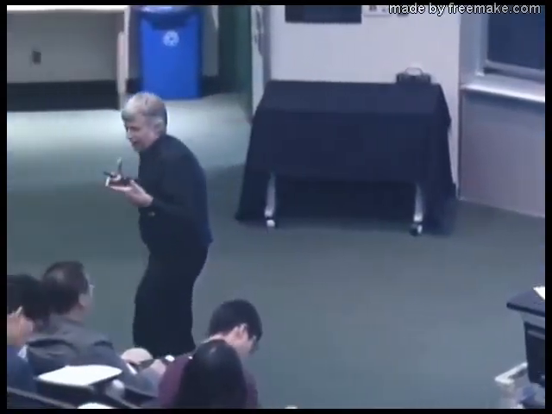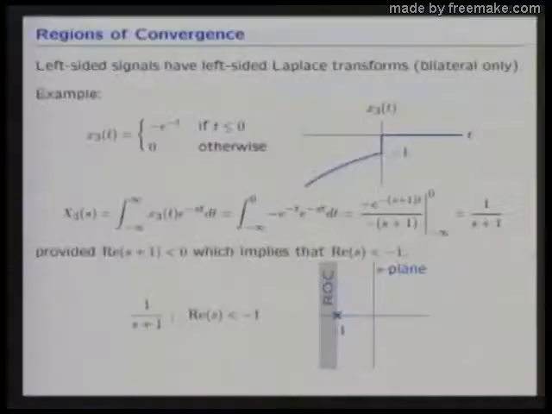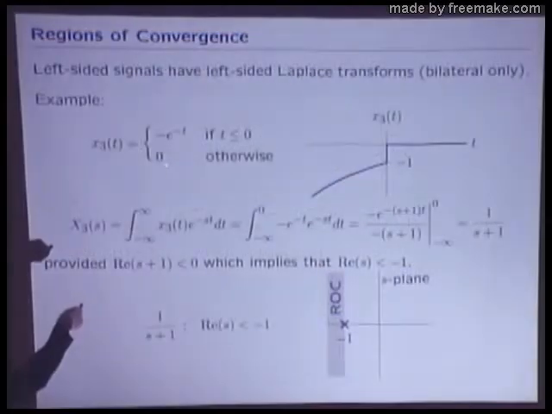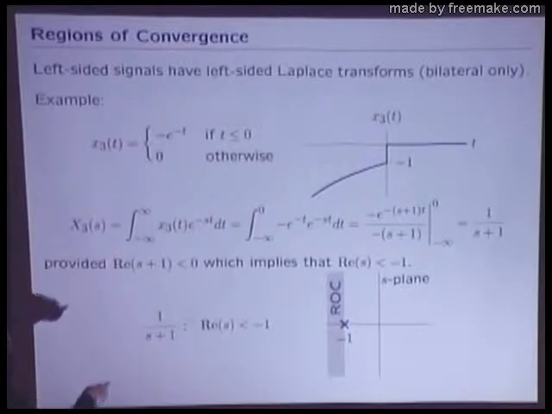A more interesting case, and where things are a little bit different when we think about the bilateral Laplace transform than the unilateral, is that the regions can be more complicated. So here's an example where I've got a backwards traveling wave, a backwards traveling function. Now the function only exists for t less than 0.